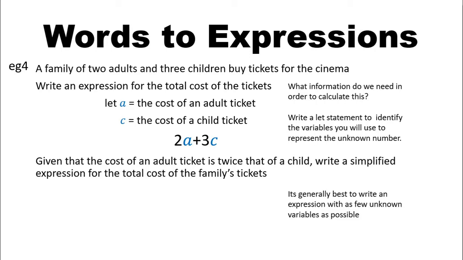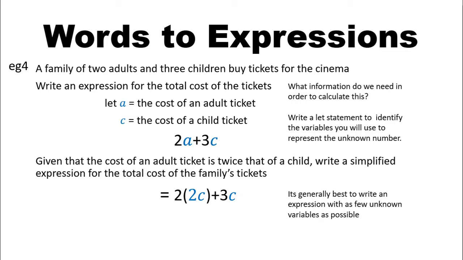When we're writing an expression, it's generally best to use as few unknown variables as possible. That way we can simplify it, and once we find out how much a child's ticket or adult's ticket costs, we could actually work out the total cost. So if the adult's ticket costs twice as much as the child's ticket, I'm going to replace the A in our expression with 2C, because A, the cost of an adult ticket, is equal to 2 times the cost of a child's ticket. So 2 adults will have to pay 2 times twice the cost of a child's ticket, and 3 children will pay 3 times the price of a child's ticket.